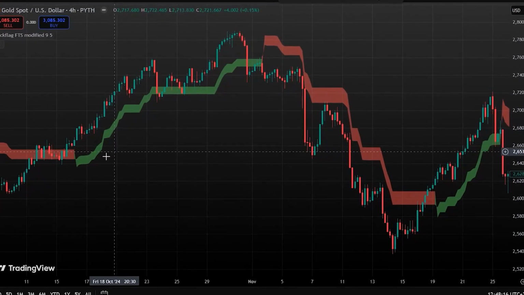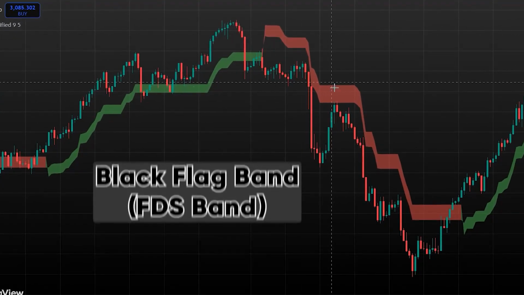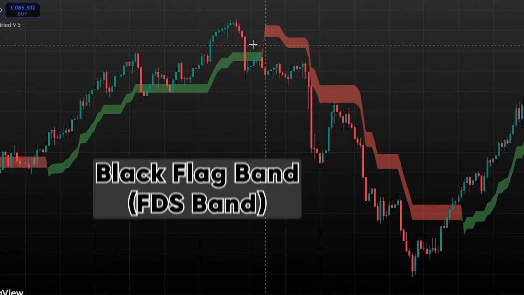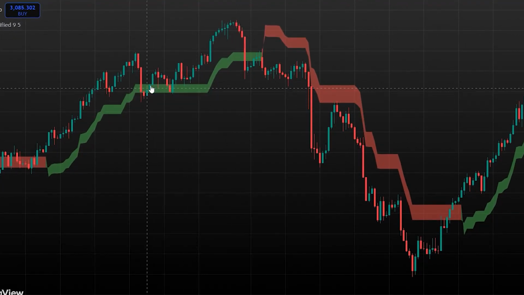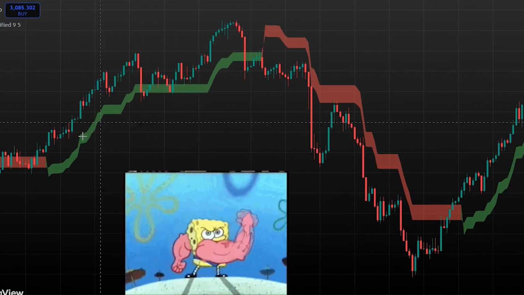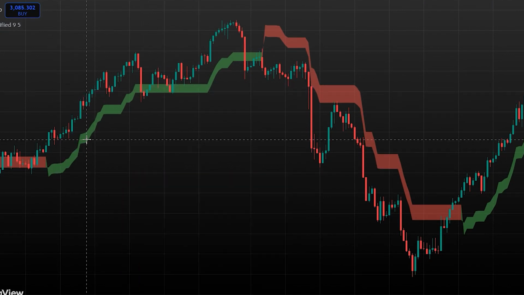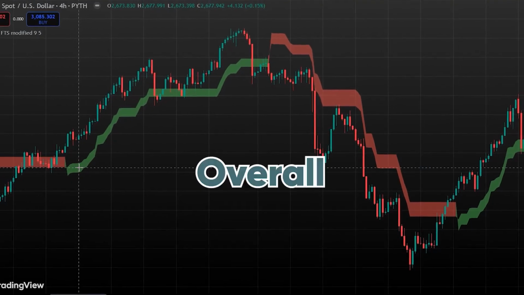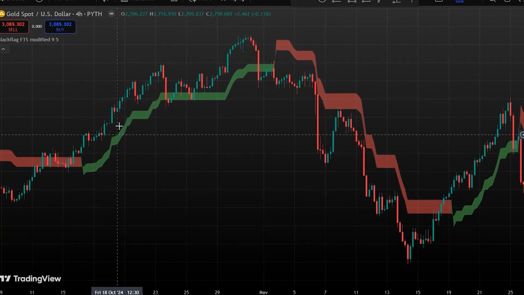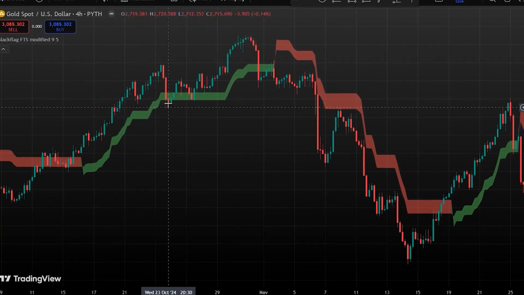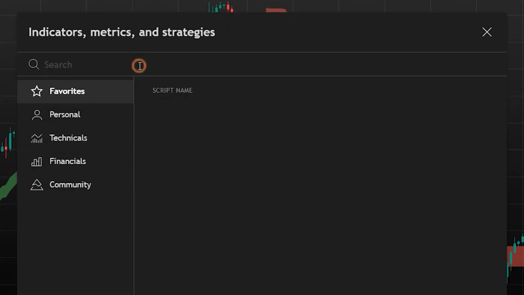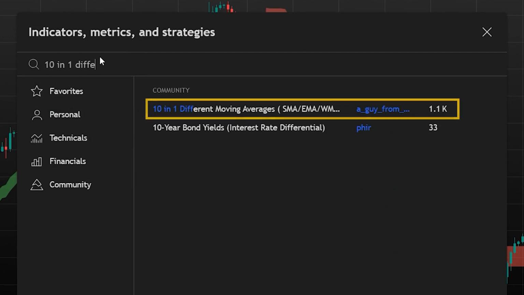Now you'll see a colored zone on your chart called the FDS Band. Think of it as a signal alerting you that a strong market move is about to happen. Next, we need to determine the overall market direction. We'll use two moving averages for this. Go to Indicators, search for 10 in 1 different moving averages and add it to your chart.